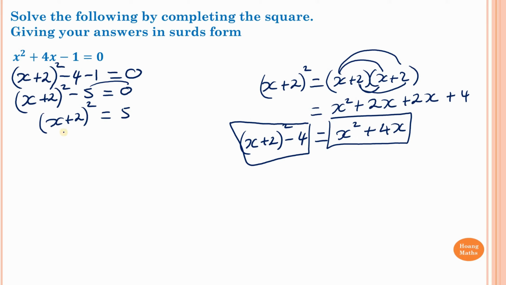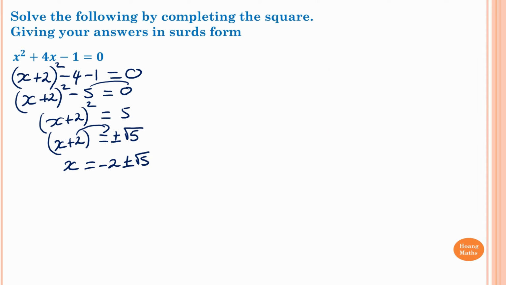So now if I square root both sides, this means that x plus 2 is equal to, now every time I square root a number, I should have a plus or a minus. So this becomes plus or minus root 5. If I move the 2 to that side, this means that x is equal to negative 2 plus or minus the square root of 5. Now this can be written as x is equal to negative 2 minus root 5, or x equal to negative 2 plus root 5. Okay, this is the same. This answer is in exact form, or surd form if you like.